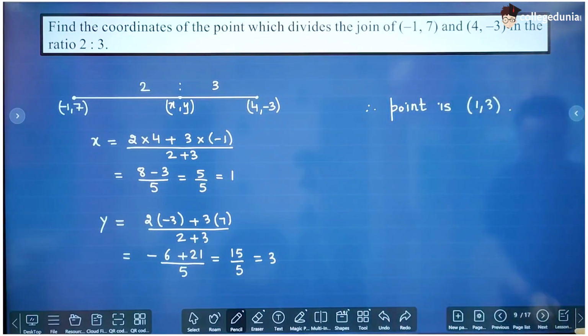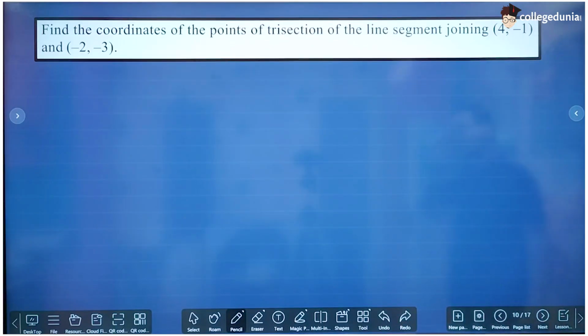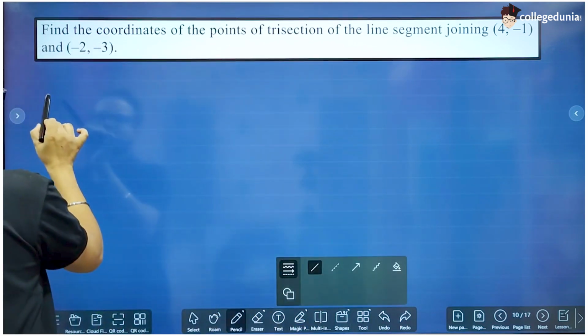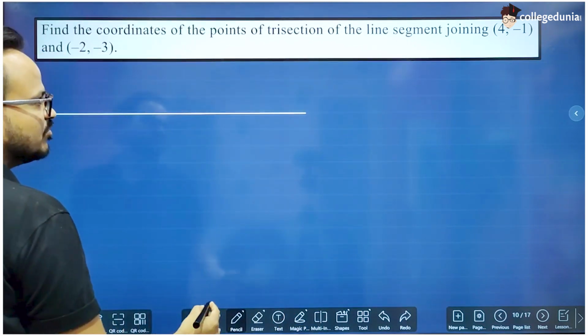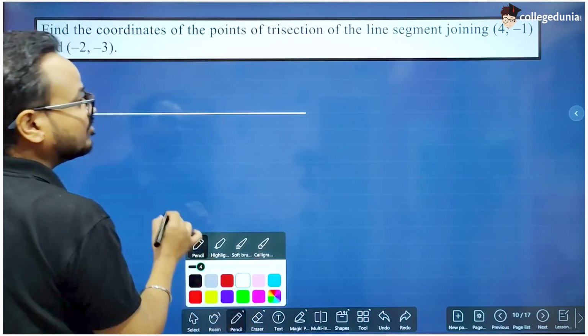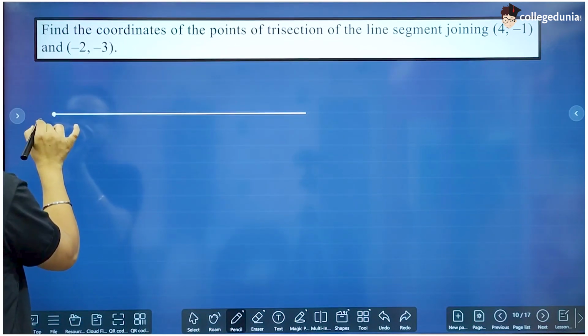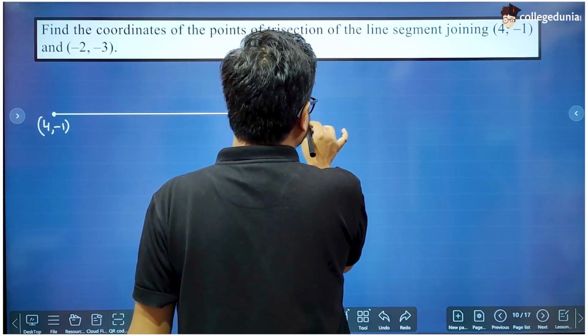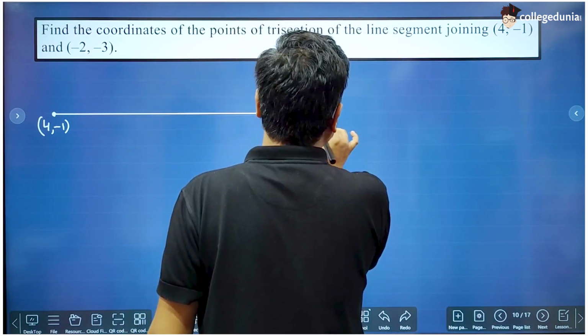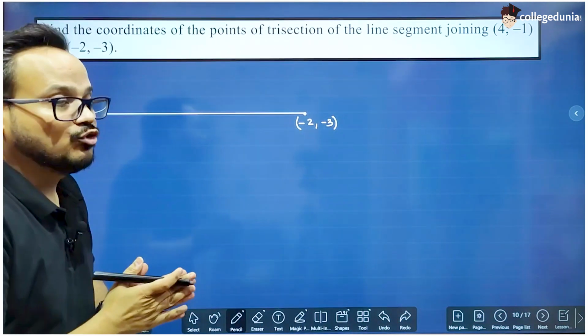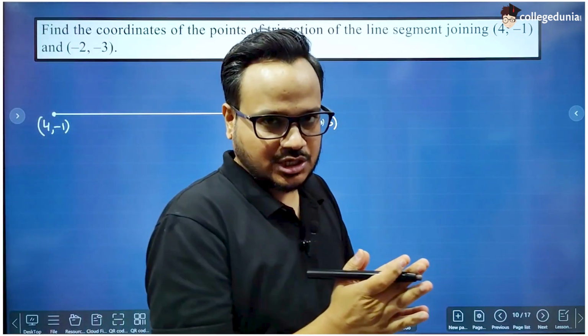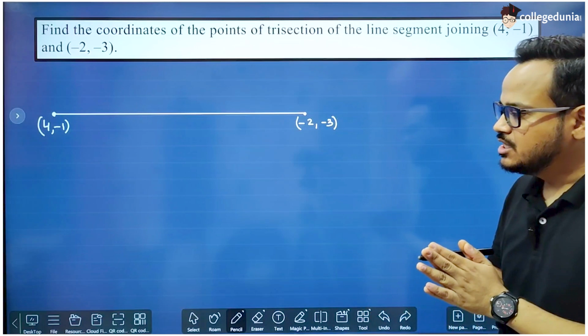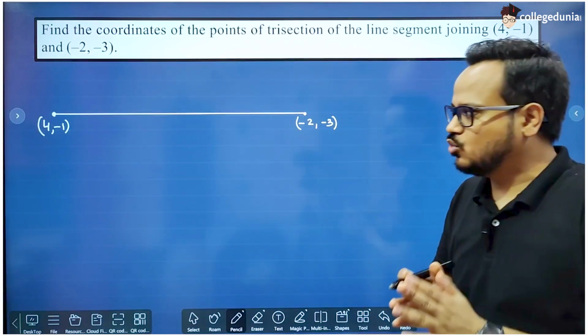Next, find the coordinates of the points of trisection of the line segment joining these two points. This is the point (4, minus 1) and this is the point (minus 2, minus 3), and we have to find the points of trisection. Trisection means we have to find two such points which divide this join into 3 equal parts.